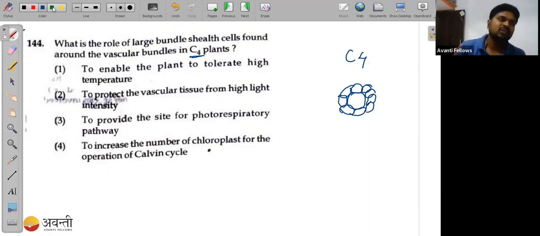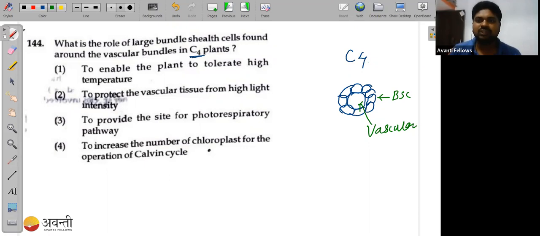ठीक है, चलो. So here, what is the role of large bundle sheath cell? So this is the bundle sheath cell. This is the vascular tissue or vessels, whatever you say, and around this you can see the mesophyll cell. यहाँ पर ऐसा mesophyll cell रहेगा. MSC कहेंगे, that is the mesophyll cell. BSC means bundle sheath cell.